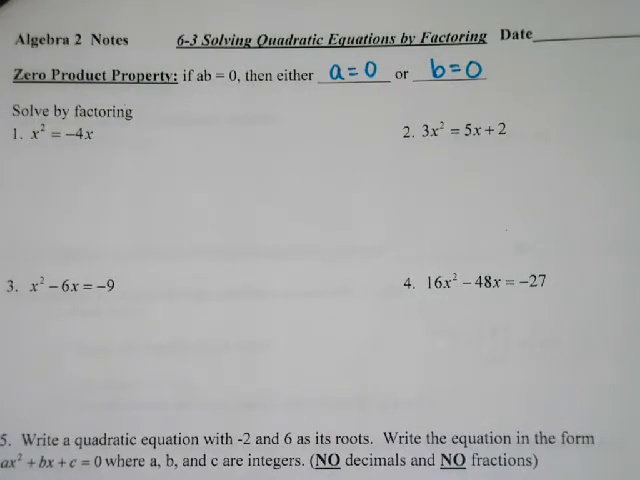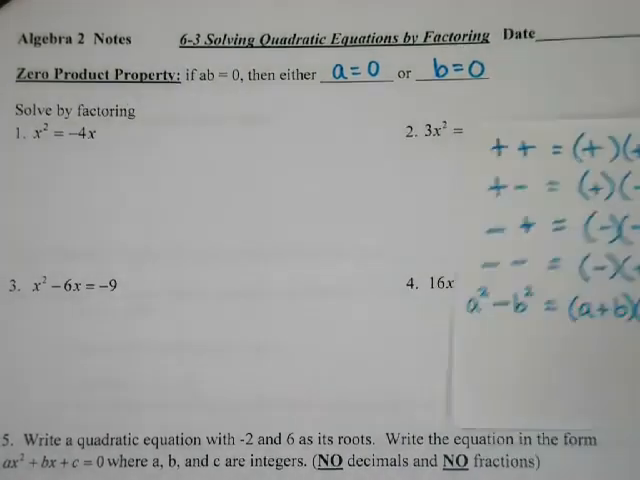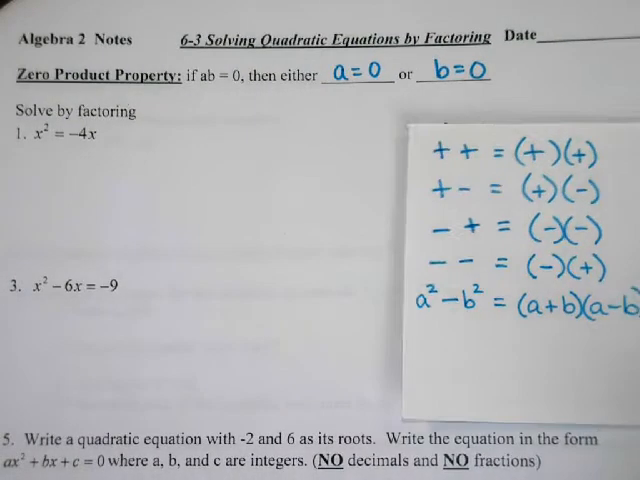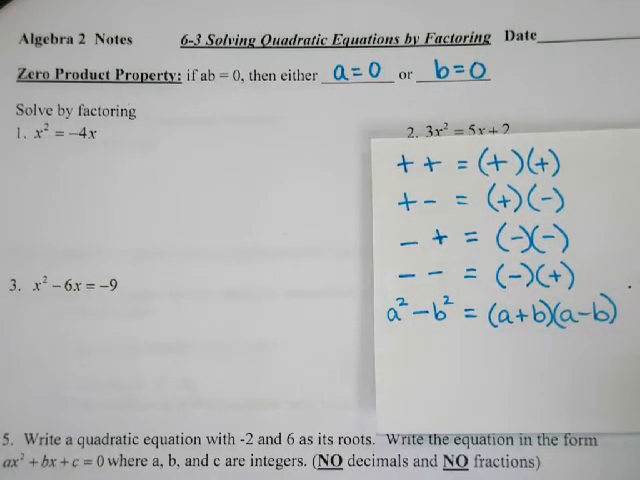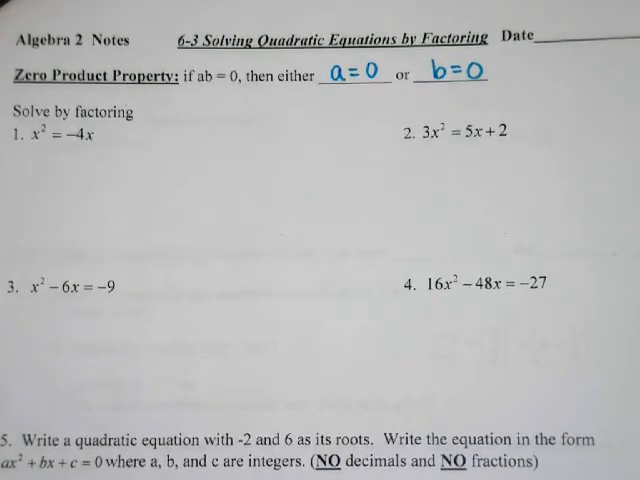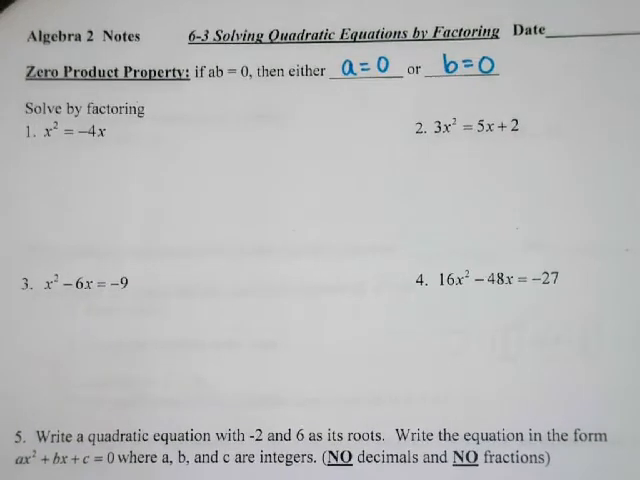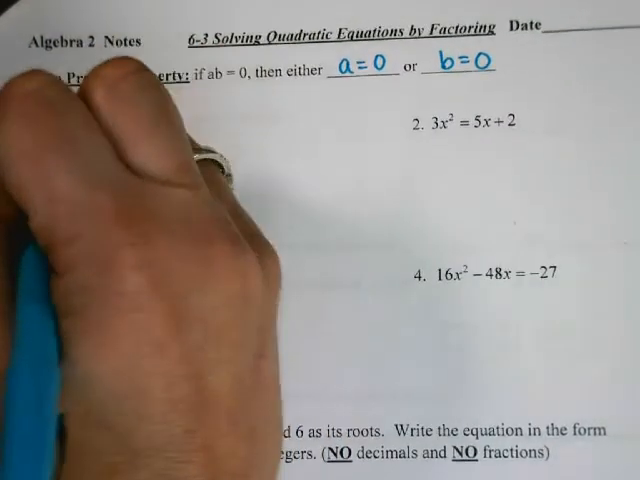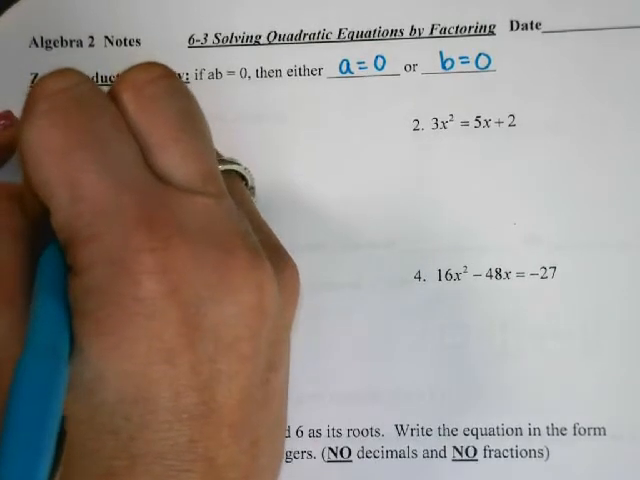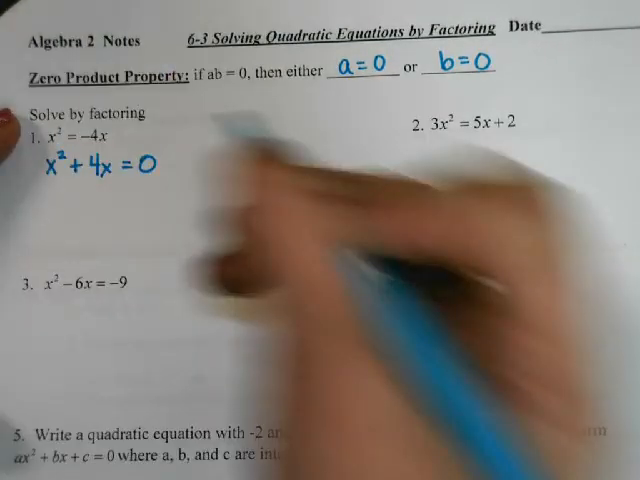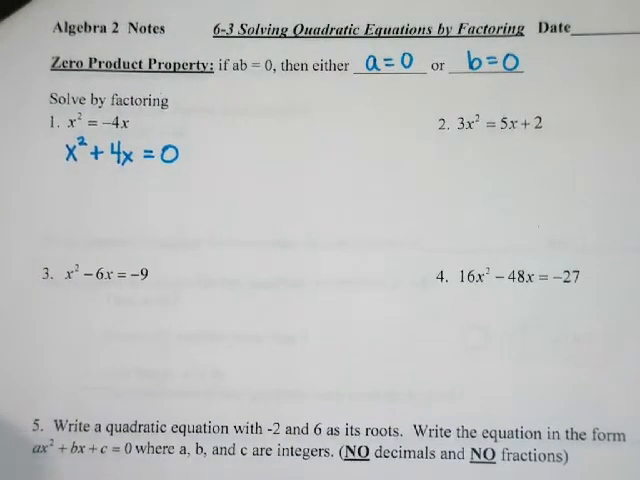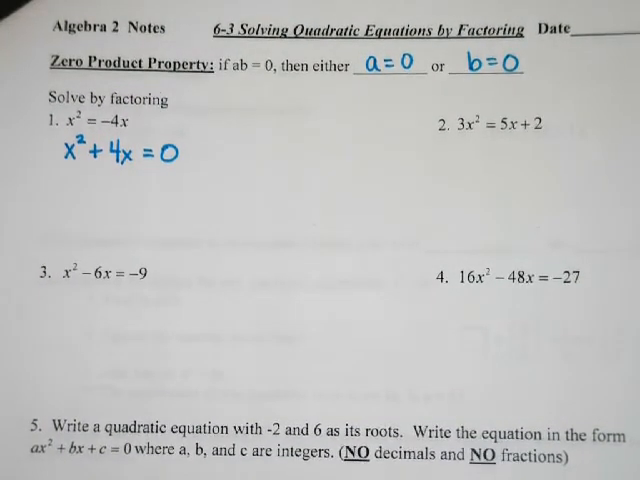Okay, so we're going to solve by factoring. So, rewind your brain. Remember the sign chart? I have them there just for reference for us. Okay, when we're solving any of these, we have to get everything on one side of the equal sign. It has to be equal to 0. Okay, well, I'm going to move the 4x to the other side. So I get x squared plus 4x equals 0. So everything has to be on one side of the equal sign. It has to be equal to 0.